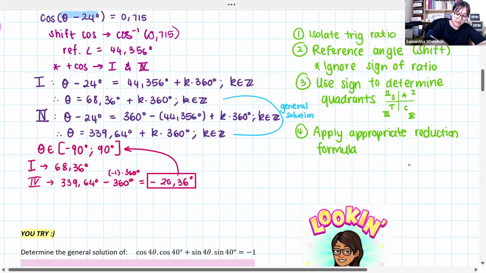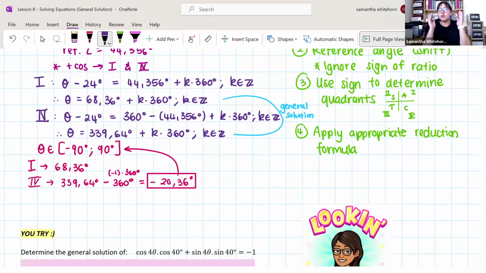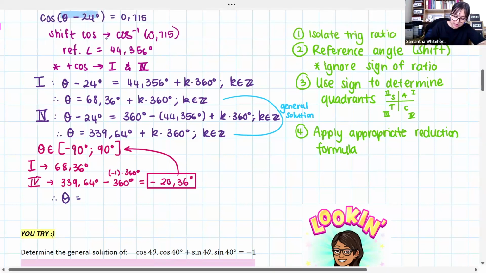And so what I've now established is that based on the defined domain of negative 90 to 90, my only values for theta that I'm concerned with are negative 20,36 degrees and 68,36 degrees. Those are the only values for theta that satisfy the equation I've been given in the specific domain of theta is an element of negative 90 to 90.